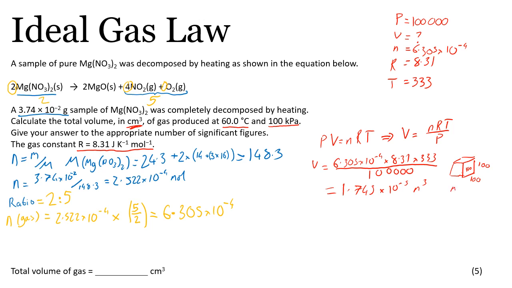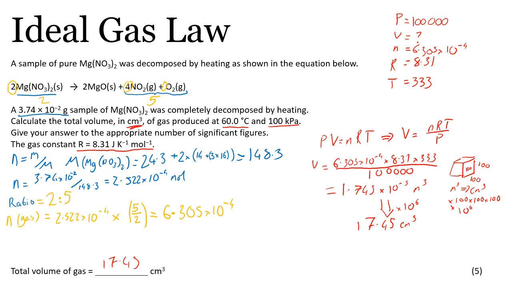So to go from meters cubed to centimeters cubed, I have to times by 100, times by 100, times by 100. Now that is times by 10 to the 6, or times by a million. And that will give you 17.45 centimeters cubed. And that is your total volume of gas. You can draw that cube and work out the conversion anytime you want.